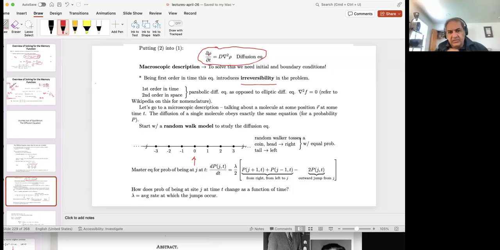Density is a dynamical quantity. Density is changing, obviously, and here we are modeling that change with a probability of a random walker to go in this direction or that direction. There's nothing wrong with that, but there is a little bit of difference, if you will, between solving this problem directly and this problem here. So anyway, lambda is the average rate at which the jumps occur on the left and right. There's a time scale here. So how does the probability of being at site j at time t change as a function of time? That depends upon this average rate at which jumps occur, so lambda.